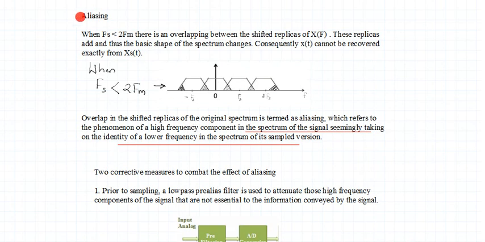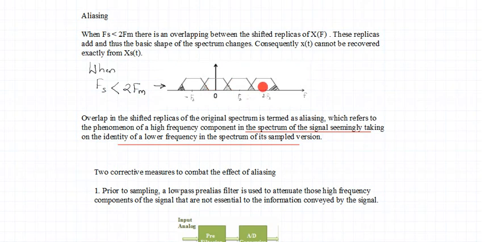Alias, if we look at the dictionary meaning, means similar to, a copy of. So what is similar to what here? Since we have a spectral overlap, as we do not satisfy the sampling theorem, we get a completely different signal, right? And what is the meaning of a completely different signal?